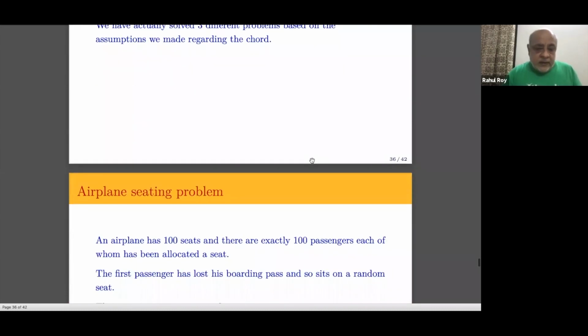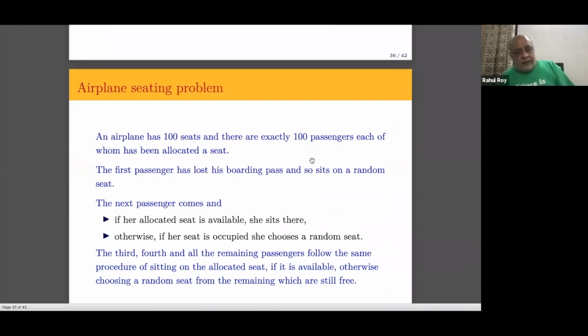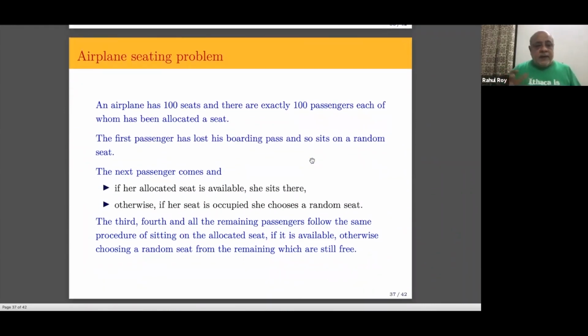Let me end with the so-called airplane seating problem. The problem is this. An aeroplane has 100 seats, and there are exactly 100 passengers, each of whom has been allocated a seat. In your boarding pass, you see the seat number. Suppose the seats are numbered 1, 2, 3 up to 100 instead of A, B, A1, A2, etc. Just 1, 2, 3 up to 100.